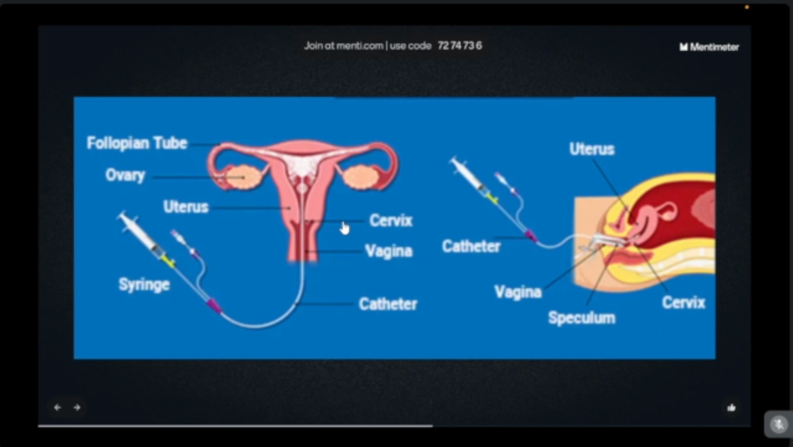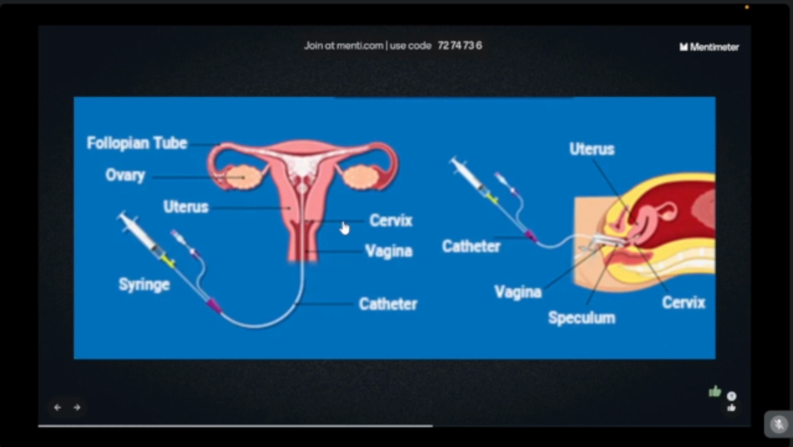After the catheterization, we have the injection of contrast media. In the injection of the contrast media, we prime the device to avoid gas bubbles, and then we slowly inject the water-soluble iodinated contrast under fluoroscopy guidance.